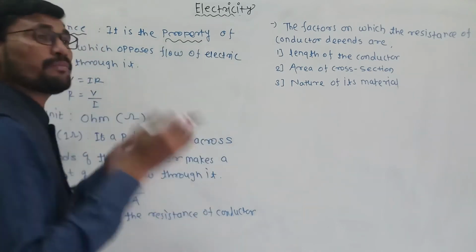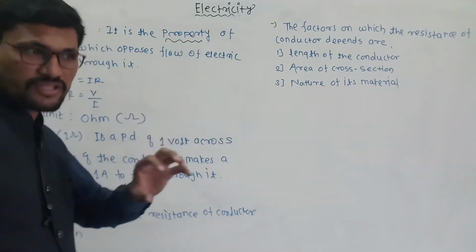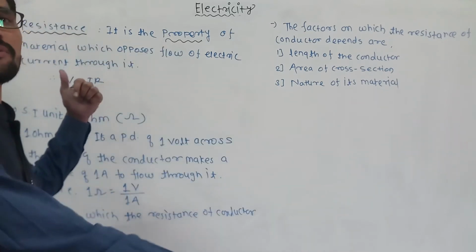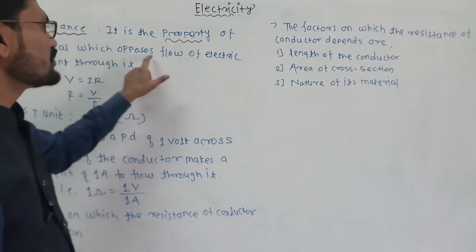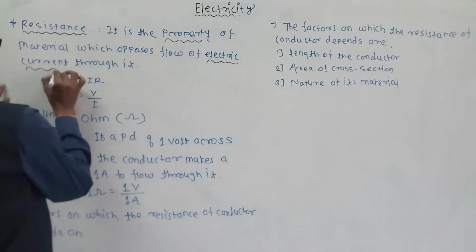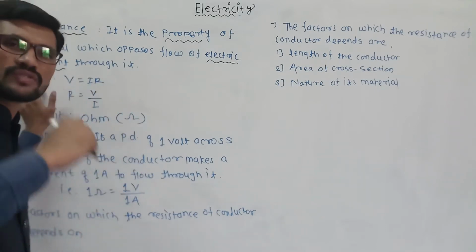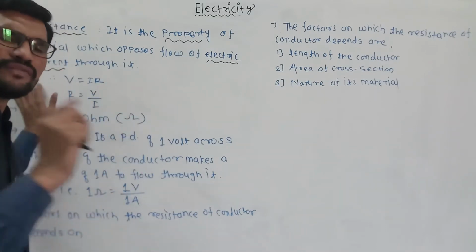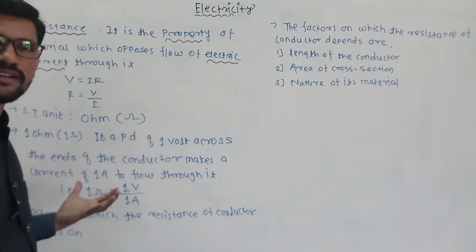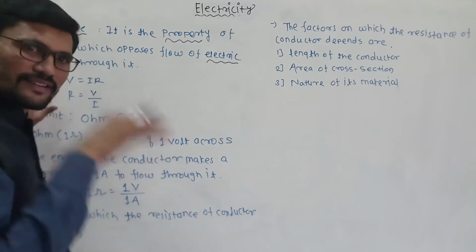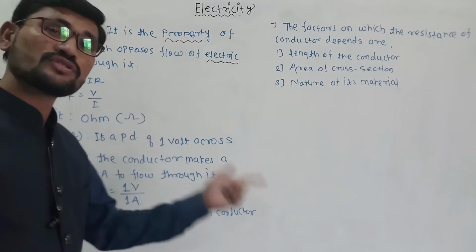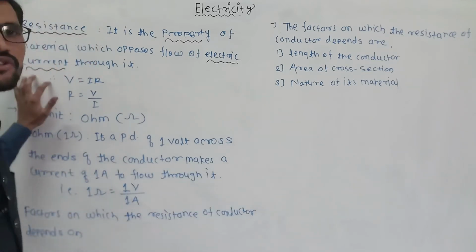It is the property of a material, the material that we are choosing to connect in the circuit. So resistance is the property of that material, and that is the reason which opposes the flow of electric current. Dear students, this is very important to understand. Clear? The component we have shown just now, the resistor, what does it do? It opposes the flow of electric current. When we connect that resistor in a circuit which opposes the flow of electric current, this concept is called the resistance.